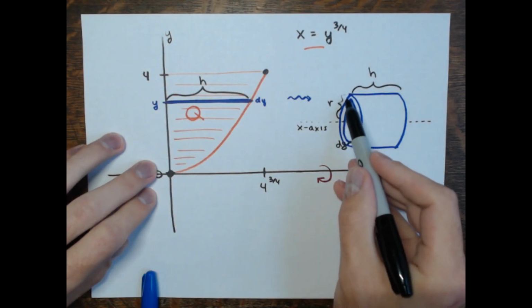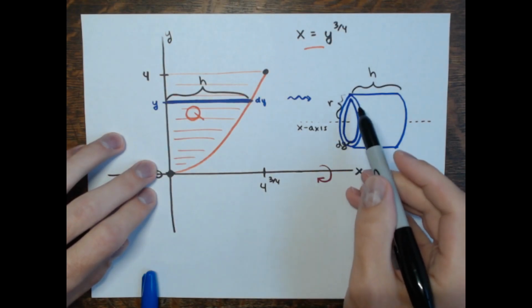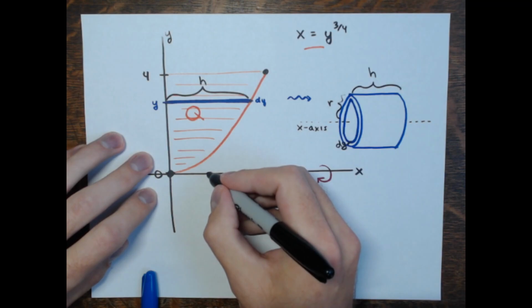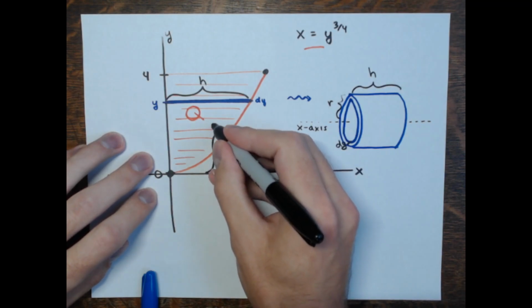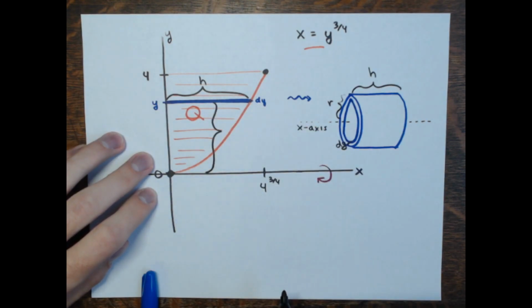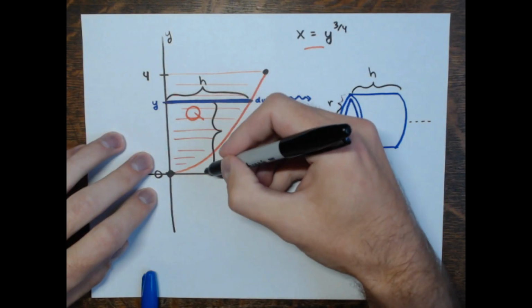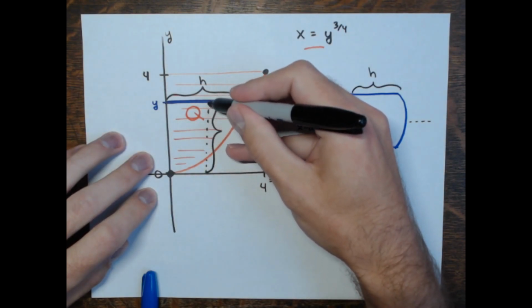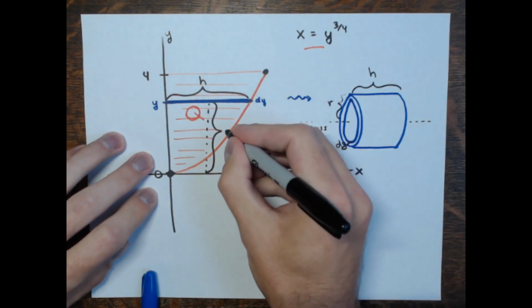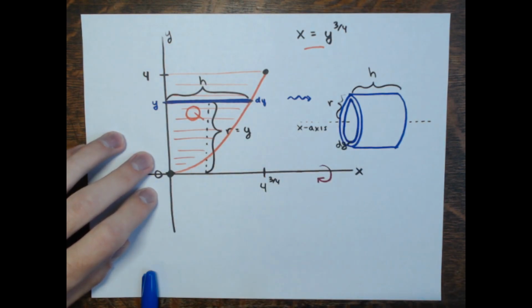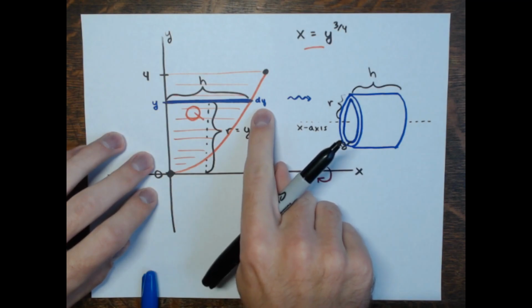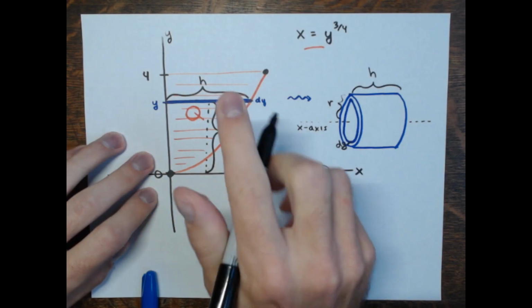And then the radius of this ring is the distance from the line we rotated across to the rectangle, to my slice. Now that distance is simply whatever y value I made the slice at. So the radius is simply y. I want everything in terms of y. We have a dy here.